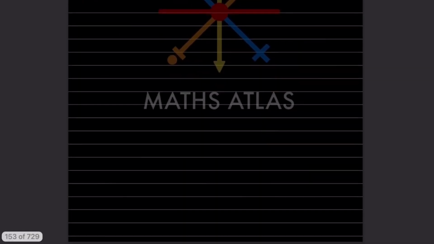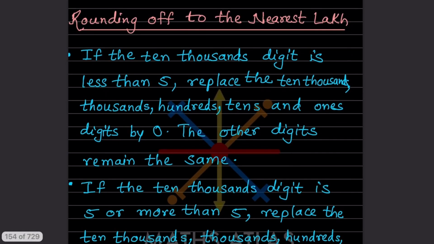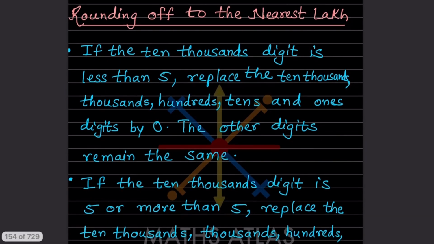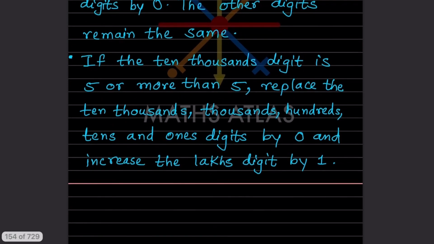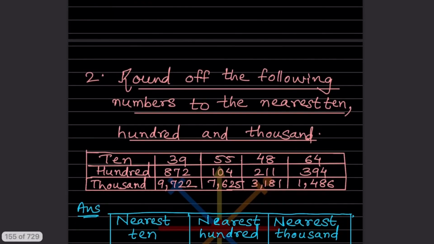So now let us look for the nearest, that is lakhs. Same thing, if the 10,000 digit is less than 5, replace the 10,000, thousands, hundred, tens and ones by 0 and other digits remain the same. Again, if the 10,000 digit is 5 or more than 5, replace the 10,000s, thousands, hundred, tens and ones digit by 0 and increase the lakhs digit by 1. Okay.